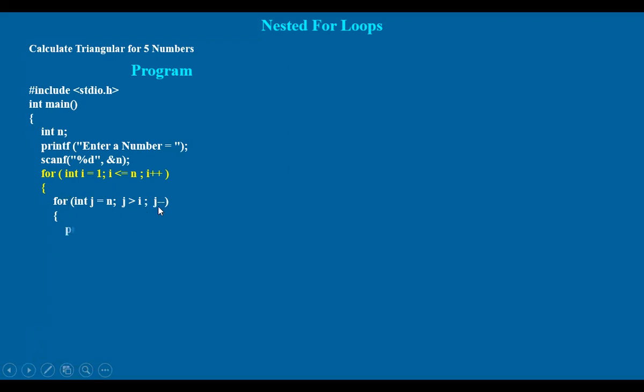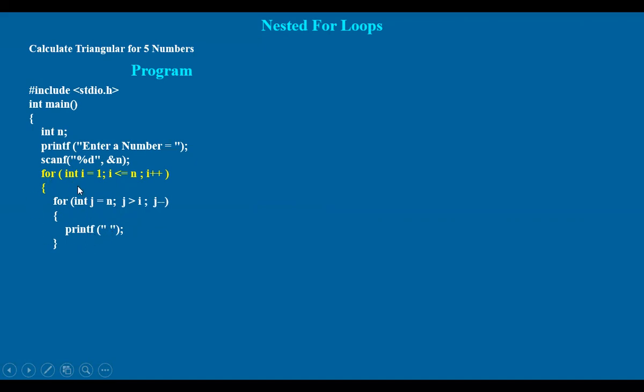Now let us see what happens. We are going to print just a space. Just a space here and close the loop. That means here, initially, suppose I have taken the n value as 5. So the n value is 5. This loop has started. This loop rotates for 5 times. What happens? The J value is 5 and is greater than 1, right? The I value is 1, right? It prints just a space.